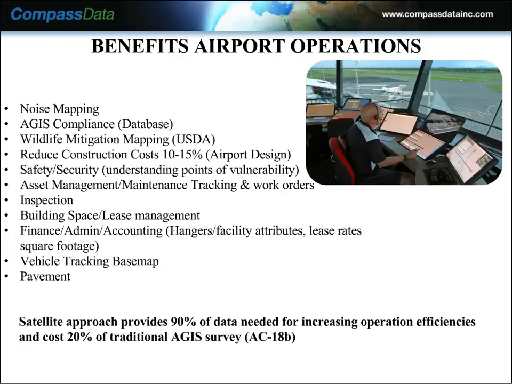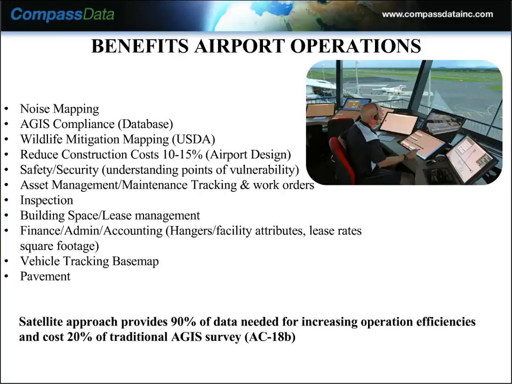Wildlife mitigation mapping through the USDA, they use it as a base map as they go out and they map the activity of wildlife around airports. It can be used to reduce the cost of construction on the airport design side, asset management, maintenance tracking, work orders, inspection, building space management is a really big one. Our customers on the individual airport side are using this for what buildings do they have, what are the tenants, what's available for lease.